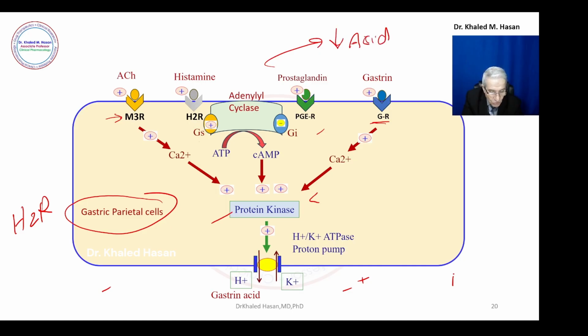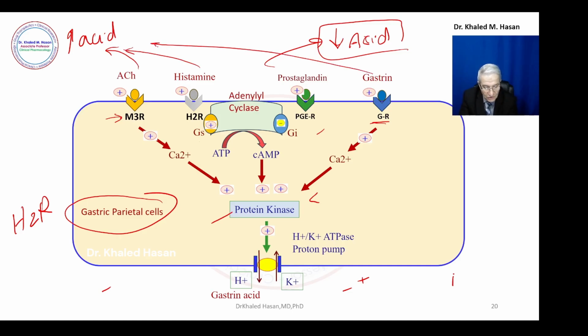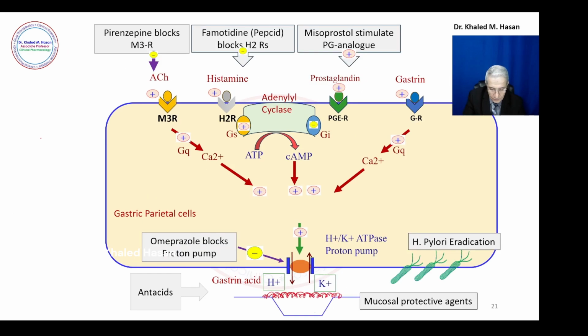Okay, so which of these mediators is associated with decreased secretion of acid? Prostaglandin. Which of these mediators is associated with increased acid? We have acetylcholine, increased acid, histamine, increased acid, and gastrin, increased acid. So we have only one mediator in this diagram that decreases acid, and it will be prostaglandin. Okay, we're done now.